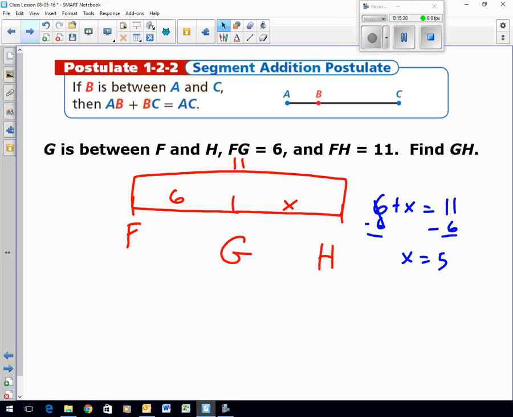Very, very practical, simple things that we piece together the entire year. Start off by drawing a picture. Add in the information. Figure out which postulate or theorem you use and solve. That's what this class is going to be over and over and over again. Sometimes it's easier than other times. Here it's pretty easy, right? Not too hard.